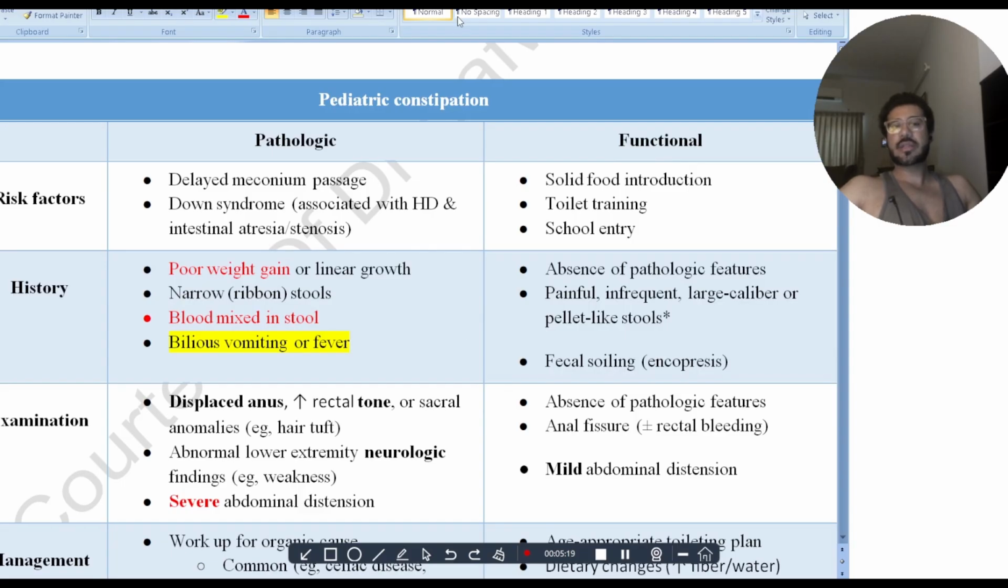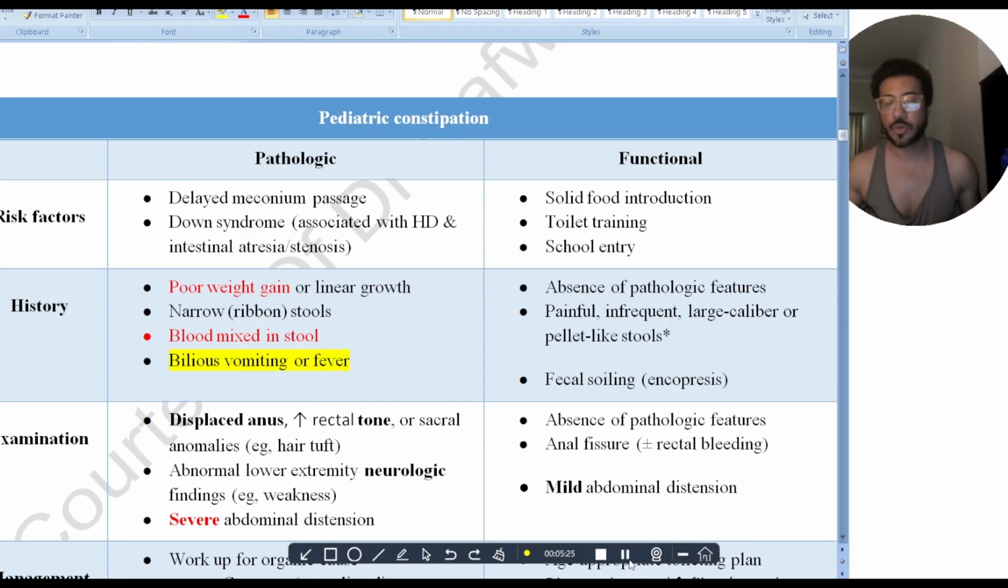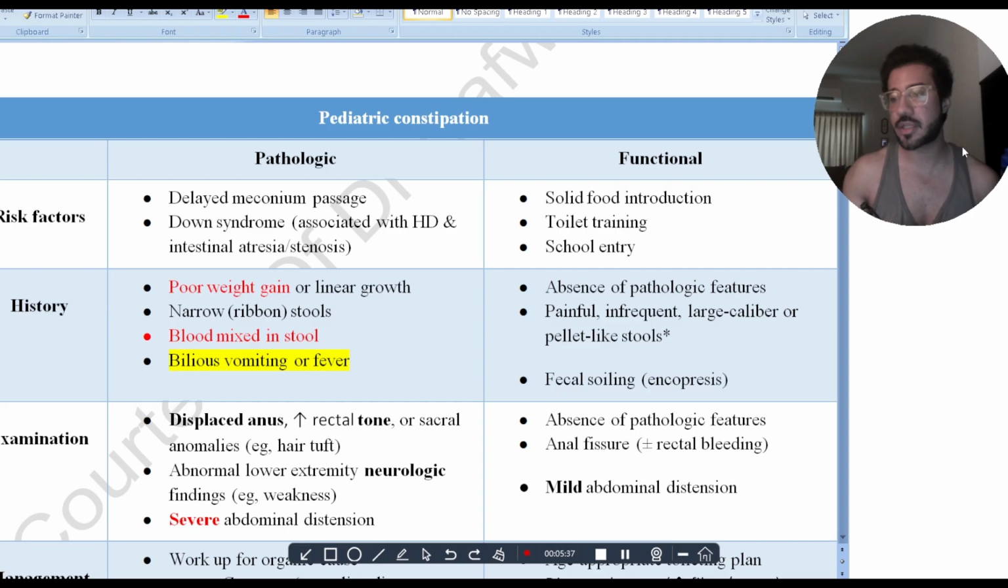So, we're going to discuss the pathological and functional constipation in the pediatric population. The first question is, why is it important to identify the cause behind pediatric constipation? When it comes to adults, if constipation occurs after adulthood, we are most certainly sure that the reason behind the constipation is not a structural cause. And even if there is a structural cause, the history gives us a great idea about it.